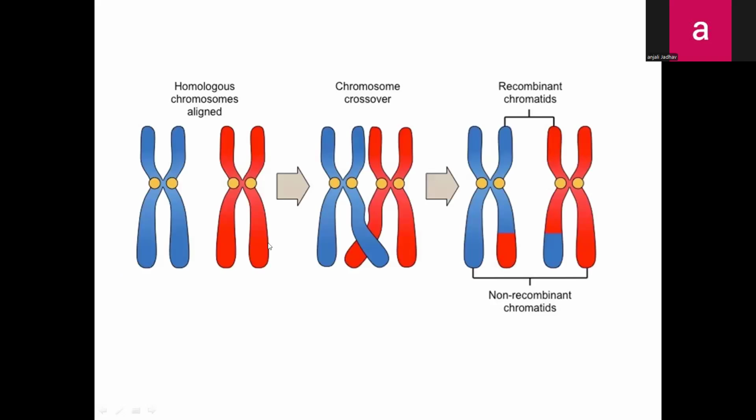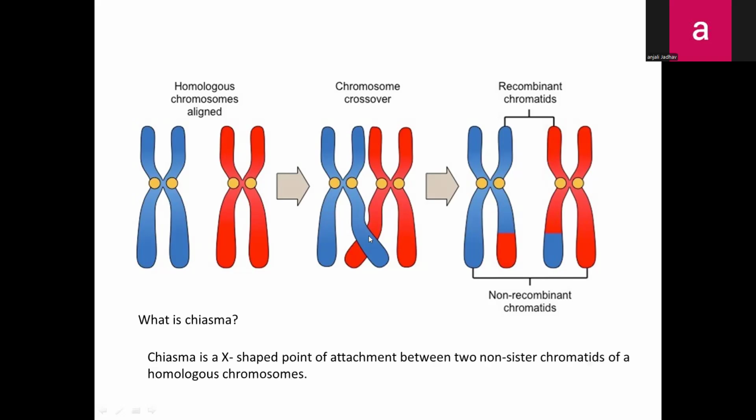कभी कभी क्रॉसिंग ओवर के ऊपर क्वेश्चन पूछा जाता है. So you have to draw this diagram also. यहाँ पे 2 होमोलोगस क्रोमोसोम है. देखो यहाँ पे क्रॉसिंग ओवर हो रहा है between the non-sister chromatids of homologous chromosome, and when the crossing over takes place, the egg-shaped point of attachment between 2 non-sister chromatids is called chiasma, right? And because of this crossing over, recombinant chromatids are formed.